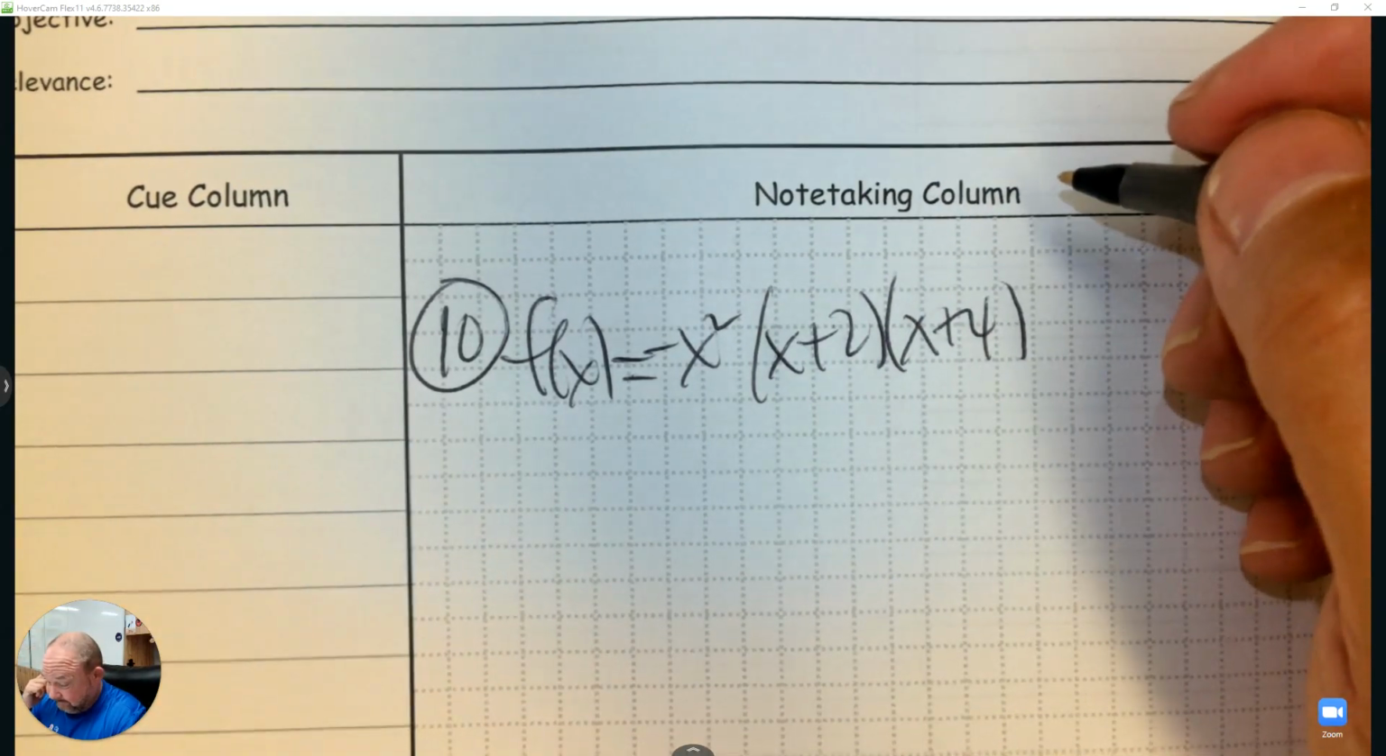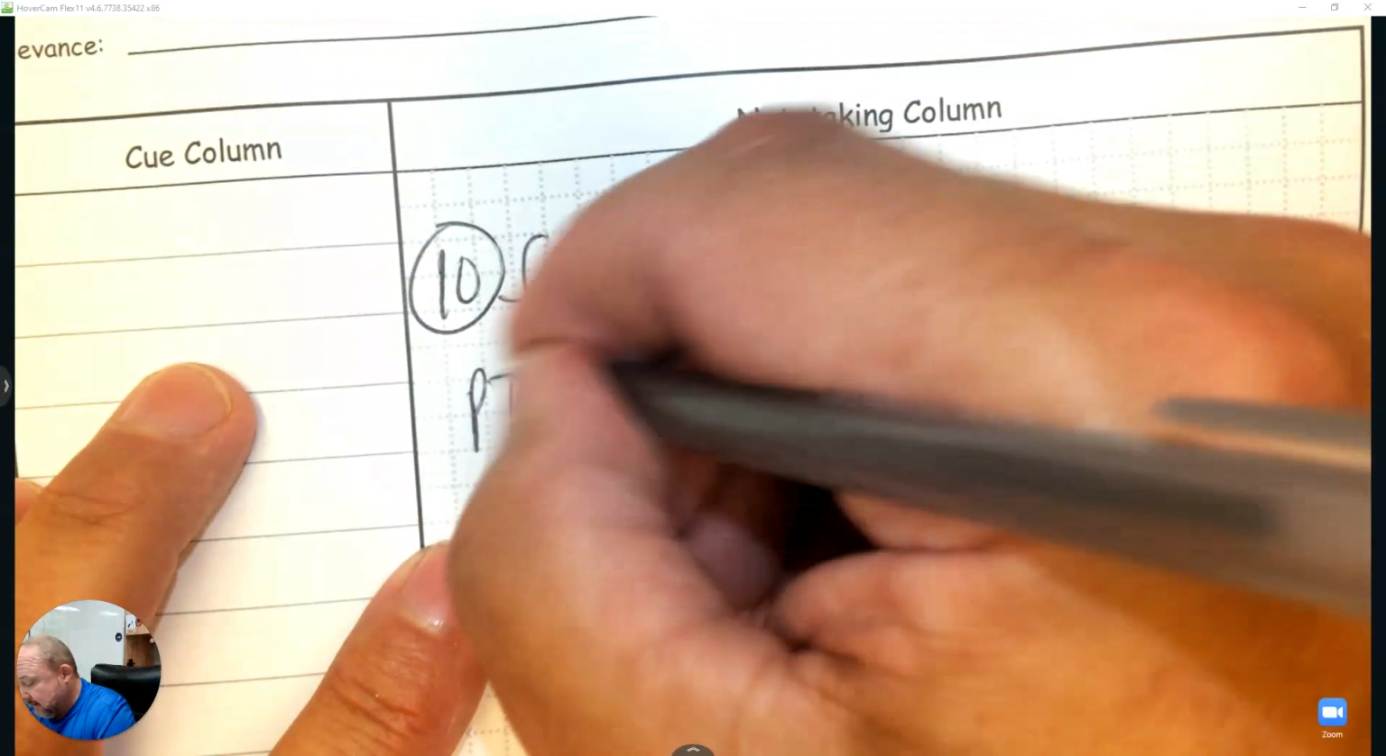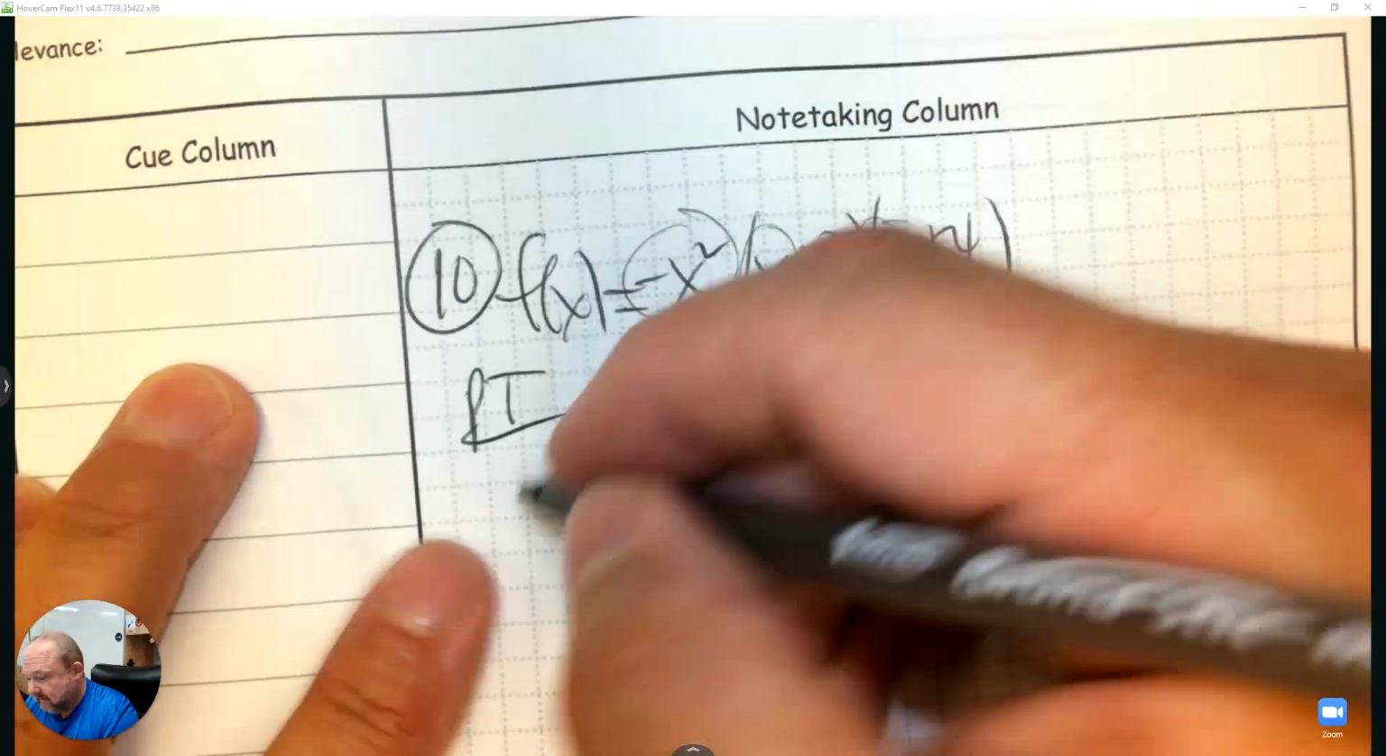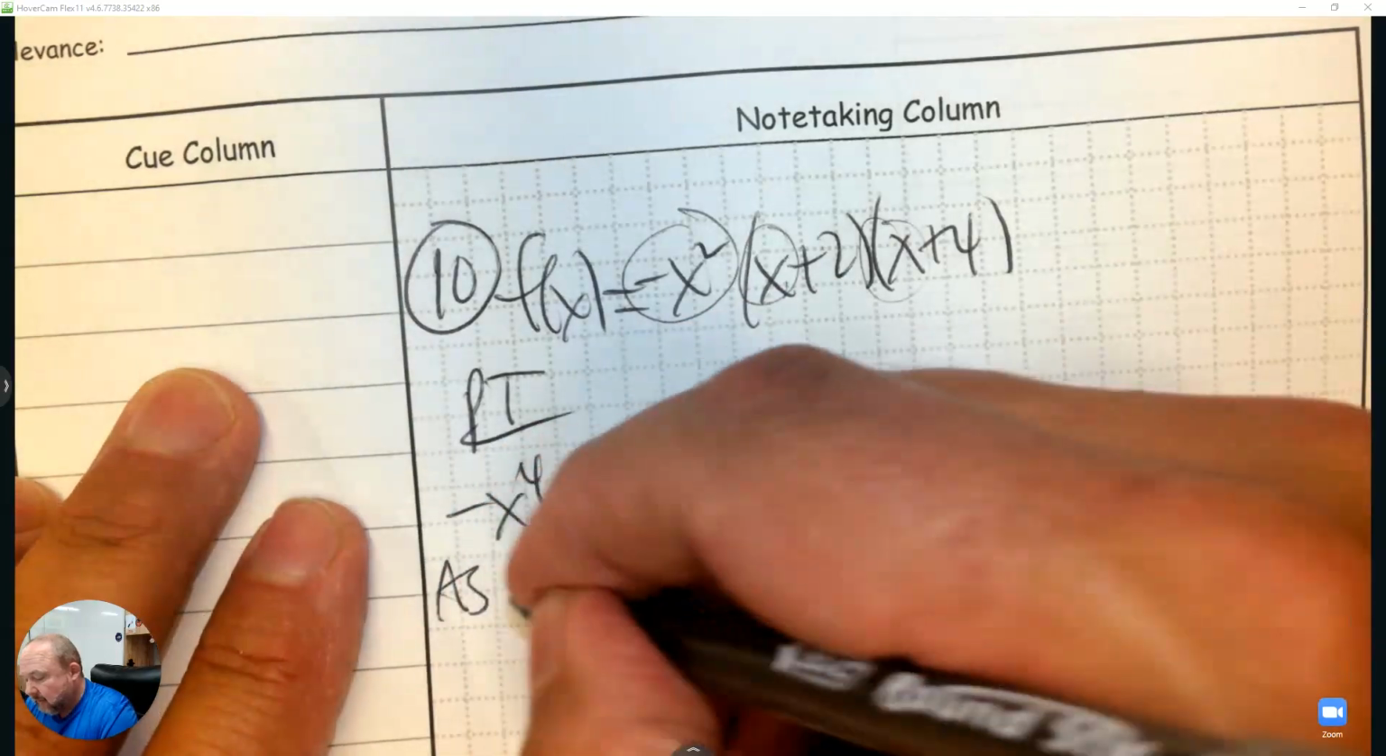All right. So the power term, negative x squared times x times x, that's negative x to the 4th. That means both ends go down.